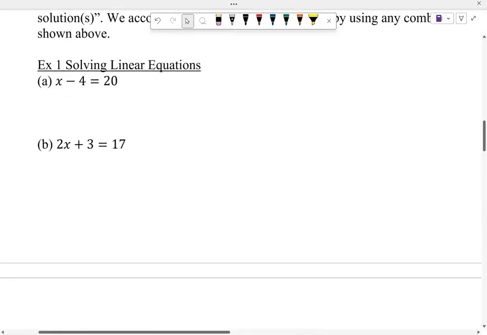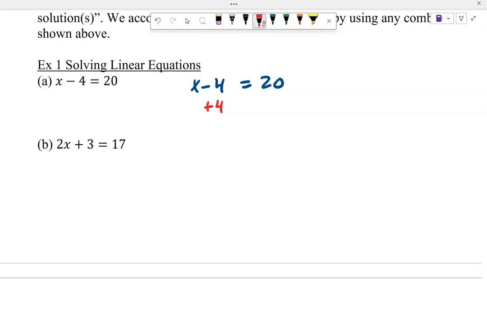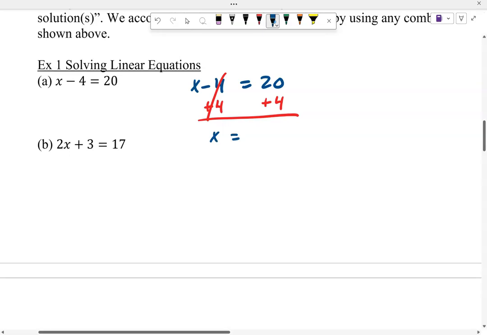So for example, we have here x minus 4 equals 20. So I got to get rid of that minus 4. So we're just going to do the opposite of minus 4, which would be plus 4, right? Well, if I add 4 to this side, the additive axiom says to keep the equations equal, I got to add 4 to the other side, right? Well, negative 4 plus 4, that's gone. And so we're just left with x over here, and then 20 plus 4 is 24.